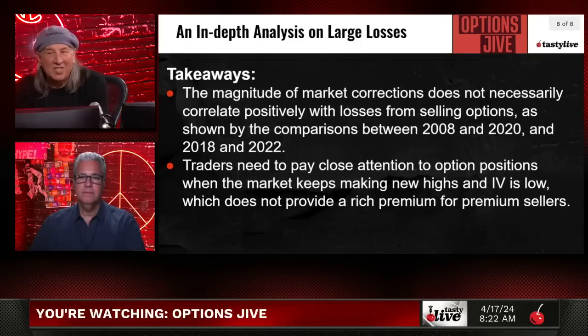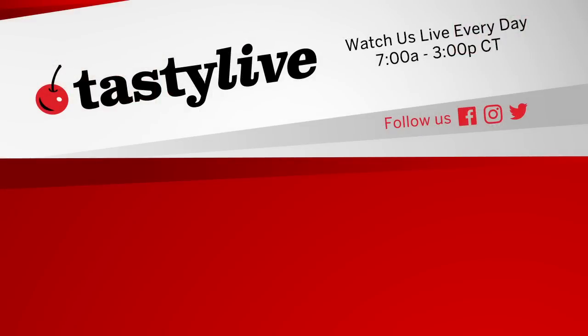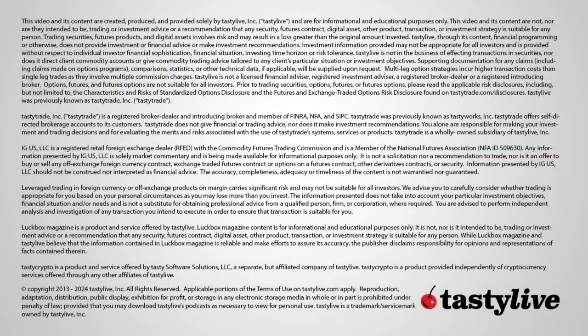Traders need to pay close attention to the option positions when the market keeps making new highs and IV is low, which does not provide a rich premium for premium sellers, making it all the more dangerous in those cases. It's just there to point out the magnitude of the move on large losses and where they come from, levels of volatility. Very good. And we realize that most of these moves come when the volatility is very low, which we've had over the last couple of months.